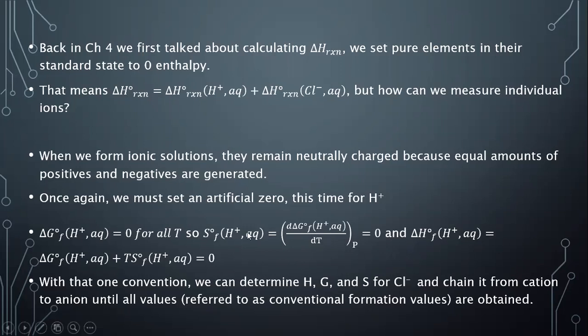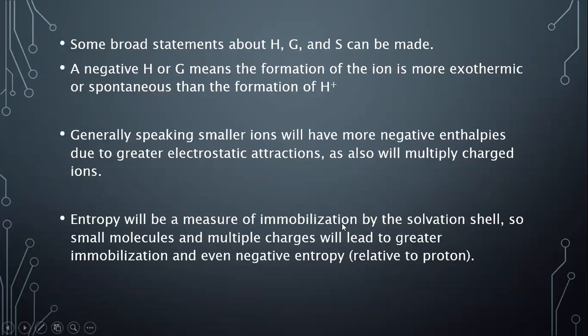Now, because of the nature of this, these ions are going to be the only ones that potentially have a negative entropy because of the solvation shell. Almost every other compound will have a positive entropy. But because we're measuring off of H plus as an artificial 0, if they are less entropically favored than H plus, then it's going to have a negative entropy. If they're greater, you can still have a positive entropy.